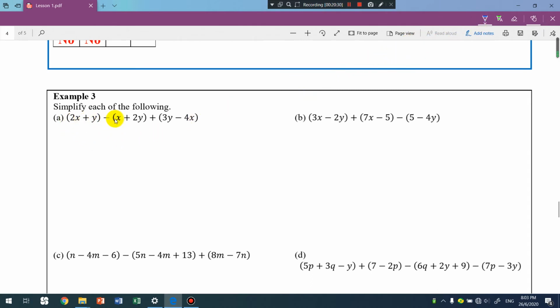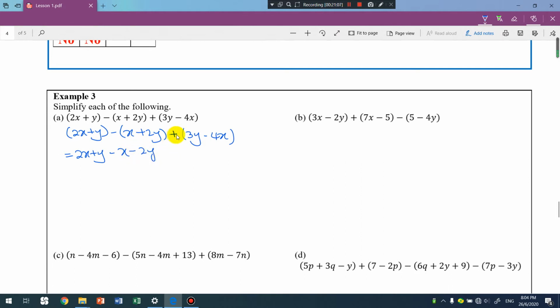2x plus y minus x plus 2y plus 3y minus 4x. Always be careful. When you see a negative, you need to be extra careful. Okay, then copy first this line. 2x plus y minus x plus 2y plus 3y minus 4x. Okay, the first thing is to open up all the parentheses. 2x plus y, negative, positive, negative, negative, positive, negative.